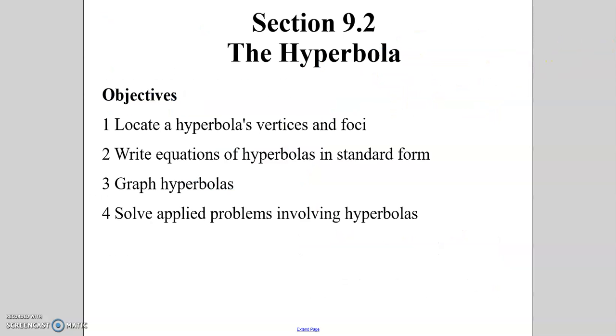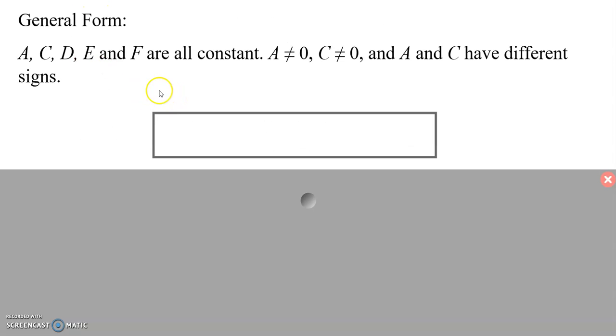We're going to continue Section 9.2 today, talking about hyperbolas. We are going to talk about how to change hyperbolas from general form into standard form.